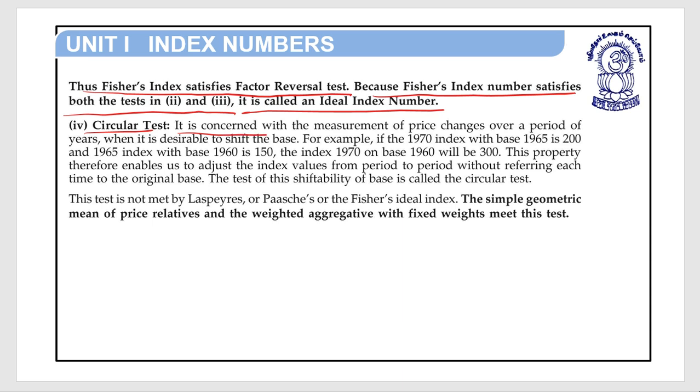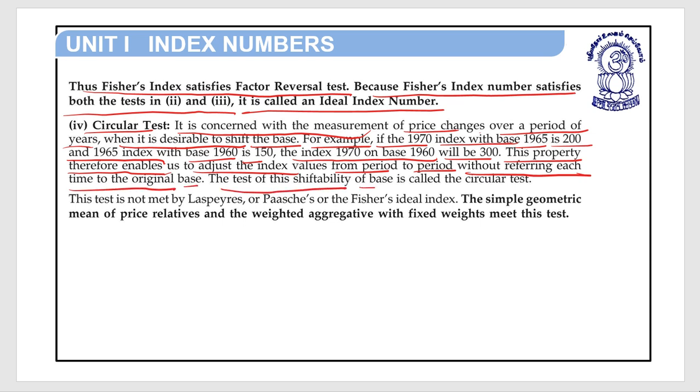Now the circular test. It is concerned with the measurement of price changes over a period of years when it is desired to shift the base. For example, if the 1970 index with base 1965 is 200 and the 1965 index with base 1960 is 150, the index for 1970 on the base 1960 will be 300. This property therefore enables us to adjust the index values from period to period without referring each time to the original base. The test of this shiftability of base is called the circular test.